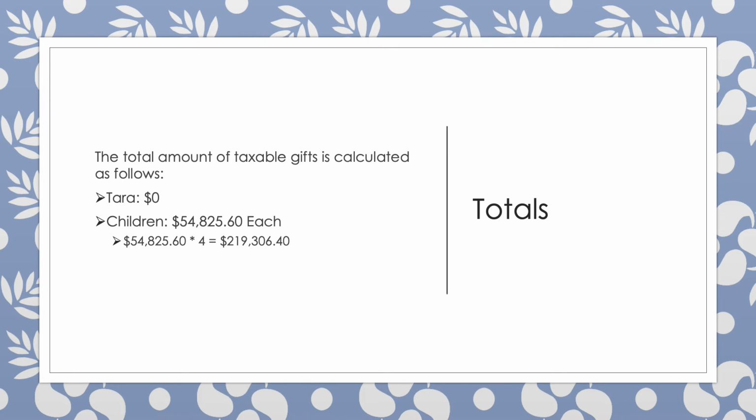Now to sum this up as totals, the total amount of taxable gifts is calculated as follows. Tara will be $0, and the children will be $54,825.60 each. So when we multiply that by 4, the total will be $219,306.40.